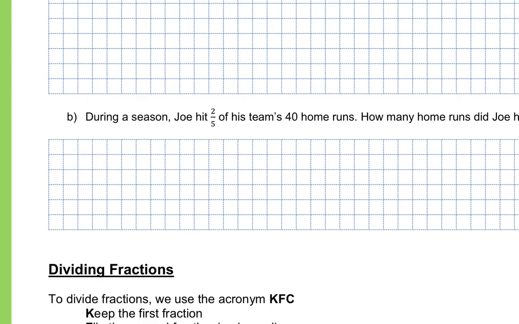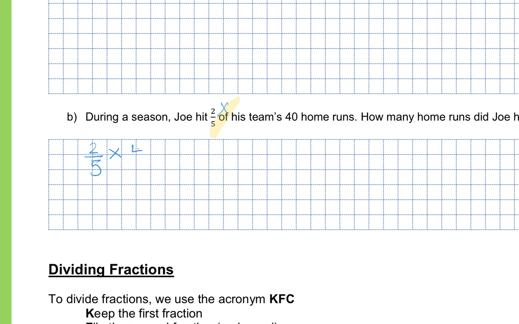Okay, during a season, Joe hit 2/5 of his team's home runs. How many of those are there? So Joe hit 2/5 of 40. Now the word of often means multiplying. So we're doing 2/5 multiplied by 40. 2/5 of 40.